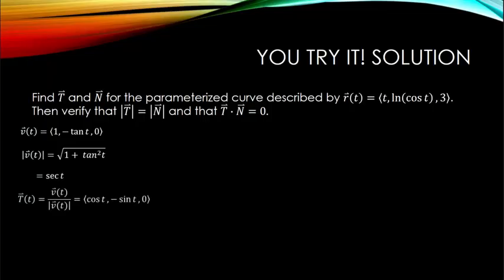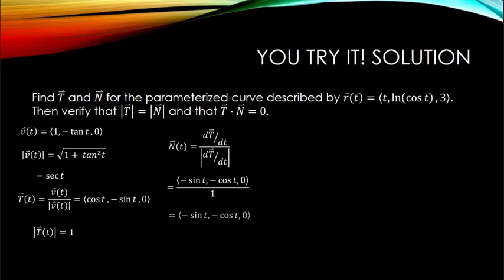The unit tangent vector is given by the velocity vector divided by the speed. This gives me a vector with the components cosine t, negative sine t, and 0. The magnitude of the unit tangent vector is 1. The principal unit normal vector is given by the derivative of the unit tangent vector with respect to t over the magnitude of the derivative of the unit tangent vector with respect to t. This gives me a vector with components negative sine t, negative cosine t, and 0, and this is all divided by 1, so I can write it simply as the component vector negative sine t, negative cosine t, and 0.